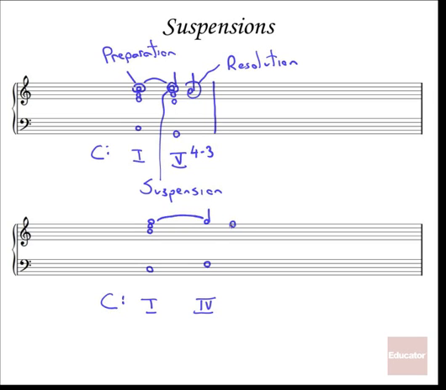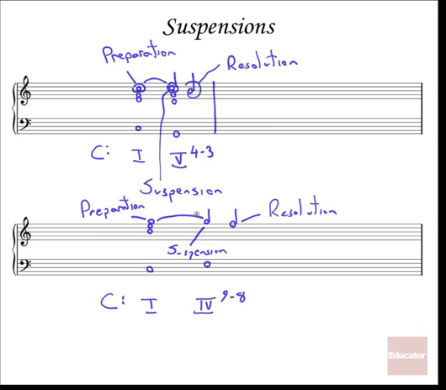So this, and I'm not going to do the rest of the voices, but just to make it even more clear. So here's the preparation, and here's the suspension, and here is the resolution. And this is, of course, a G against an F, so it's a 9th going to the octave to an 8, so 9/8 suspension.